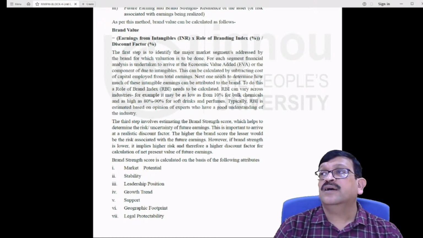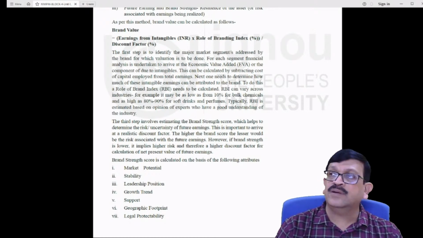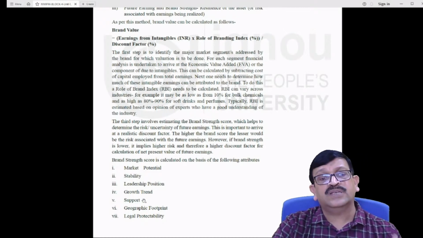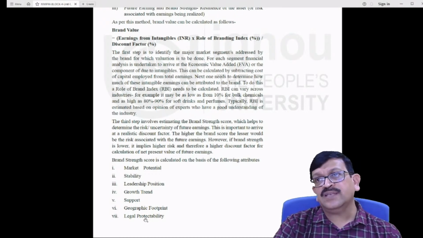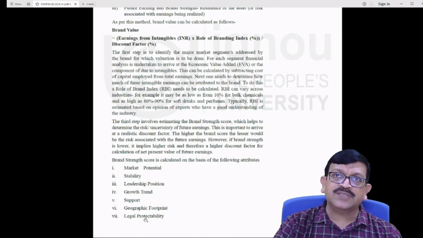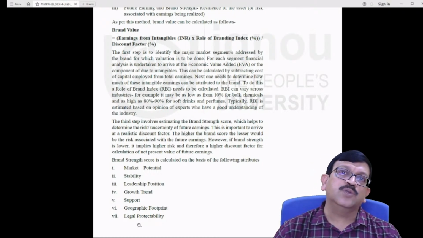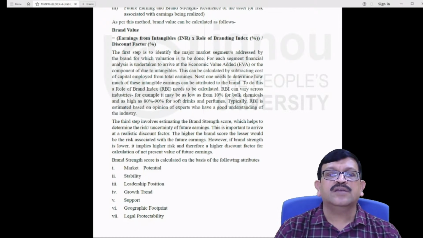Are you creating, in terms of the intermediaries, the joint ventures? Are people coming forward to establish a strong connect with your brand? And last but not the least, is your brand legally protected? If you do not have legal protection, obviously you may have the best of the brands, but it would lose its connection in terms of the strength.